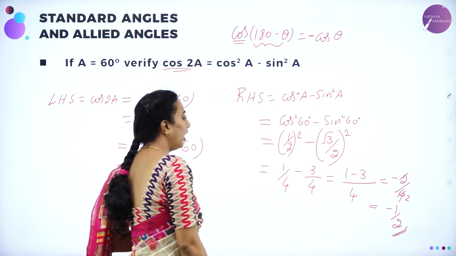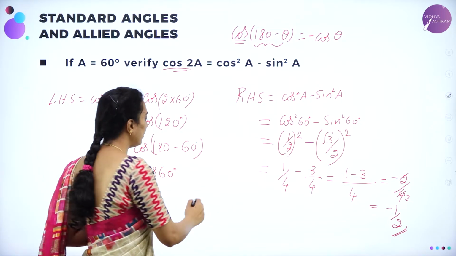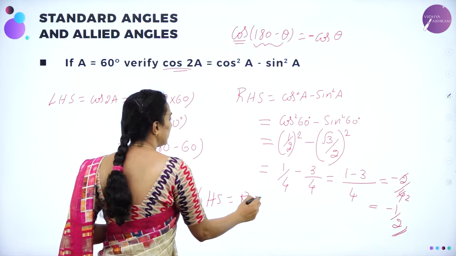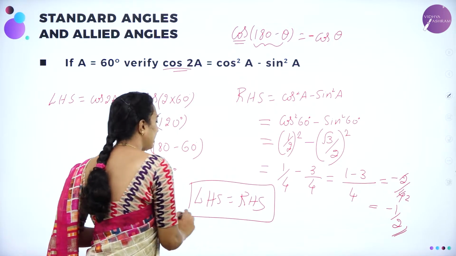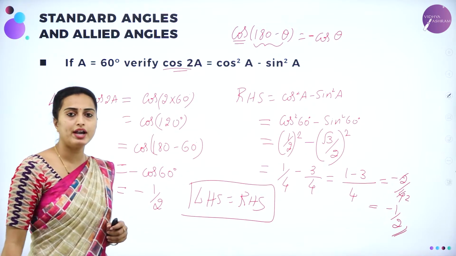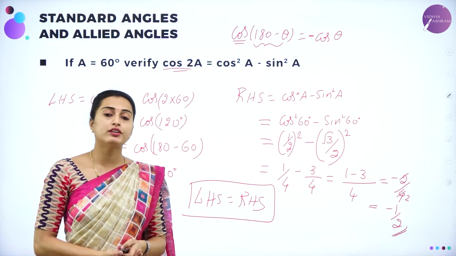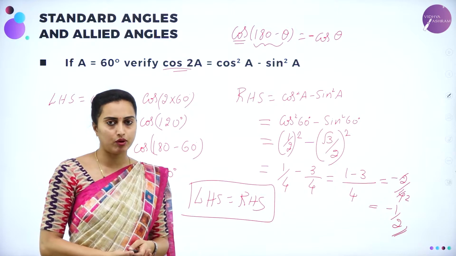Obviously, this is the right hand side. Therefore, here you can write LHS is equal to RHS. That is, cos 2A can be written as cos squared A minus sin squared A. Understood? So, I hope you got this problem. We'll move on to the next problem.